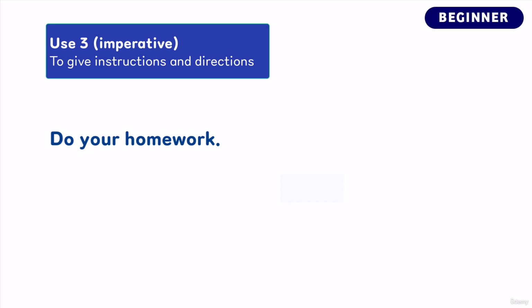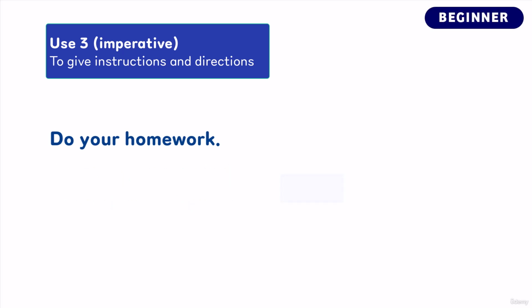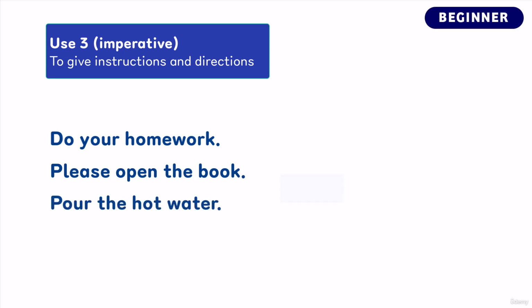Also, the verb is always used in its base form, the unchanged form. So we always say, do your homework, and never does your homework. We can often add please at the front or the end of the sentence to be polite. Let's take a look at a few more example sentences. Please open the book. Pour the hot water. Come to my party.